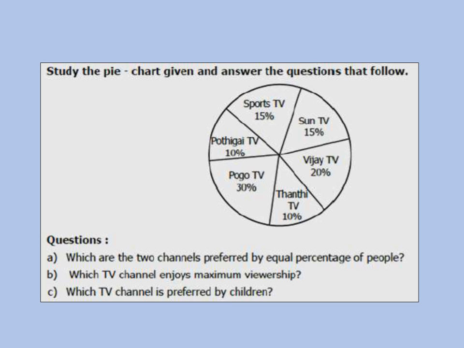Next, study the pie chart given and answer the questions that follow. Which are the two channels preferred by equal percentage of people? 15% for Sports TV and then 15% for Sun TV. So what are the two channels? Sports TV and Sun TV.